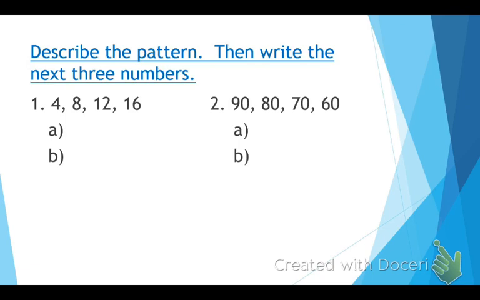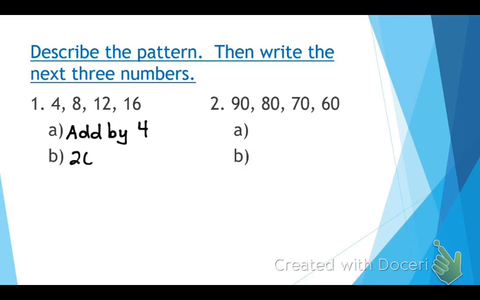So you can look at number 1, and it says 4, 8, 12, 16. Who thinks they know what the pattern is here? Addison, what is it? Add 4. Okay, so we're going to put in there for problem A, add by 4. Now for problem B, it wants us to know what the next three numbers would be. What do you think it is, Michael?